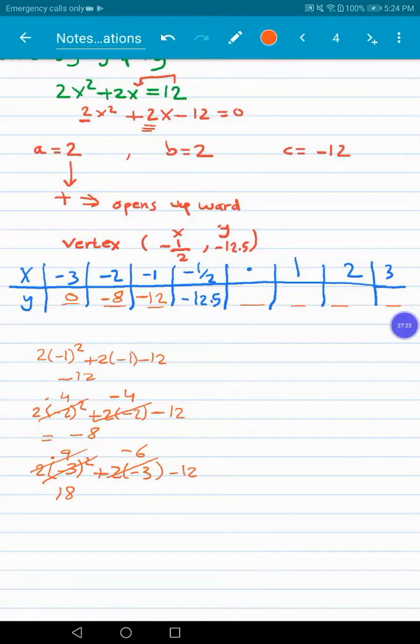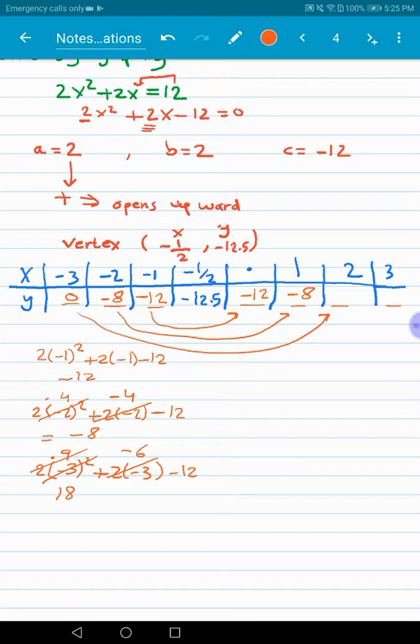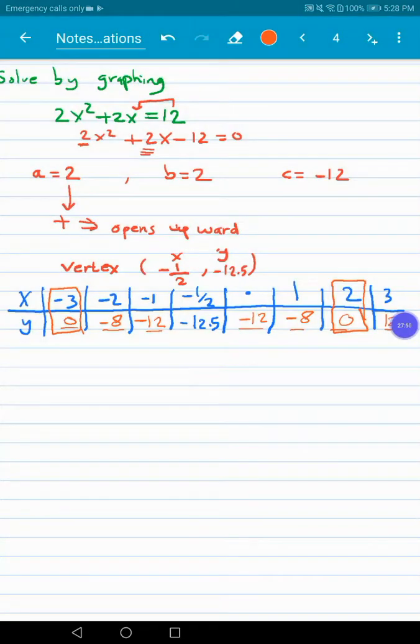As we said, there will be a symmetry. So this is minus 12, this is minus 12. This is minus 8, this is minus 8. This is 0, so this is 0. No need to find the 3 because actually we got the zeros. These are the solutions, the values where the y equals 0. Now we need to make the xy coordinate and plot these points accordingly.